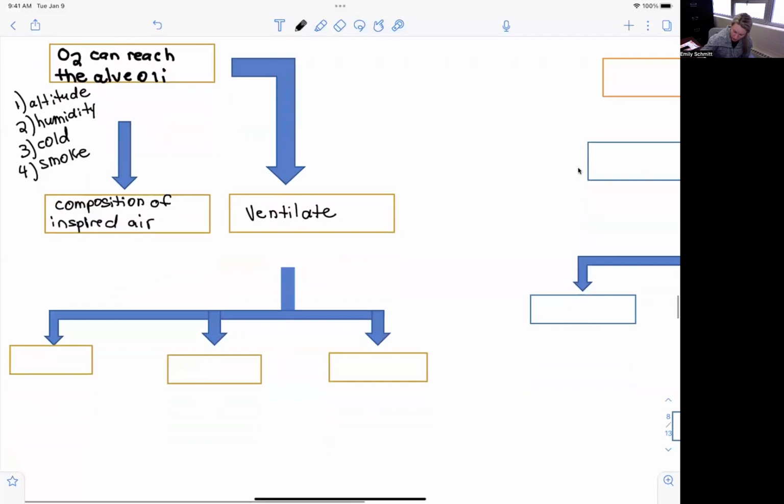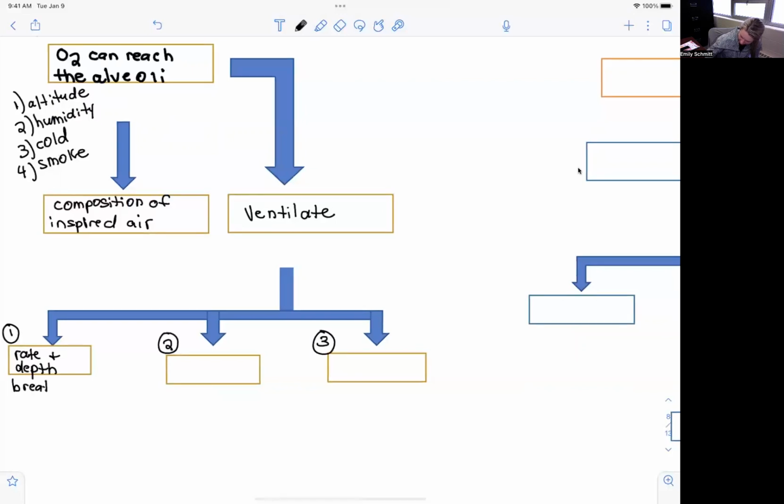Ventilation is further influenced by three components. The first is the rate and depth of breathing. Again, the spirometry measurements. Airway resistance. Do you have emphysema? Do you have COVID? Do you have COPD? And lung compliance.